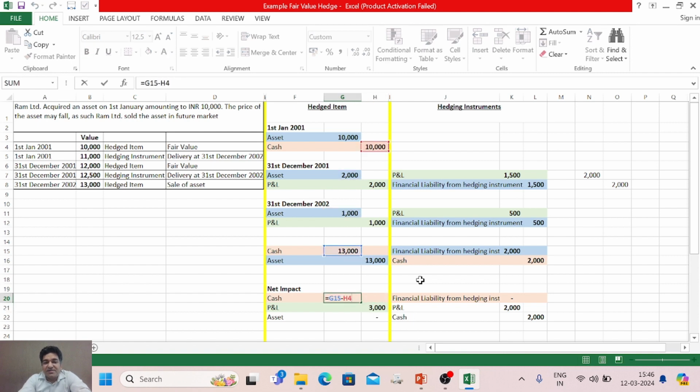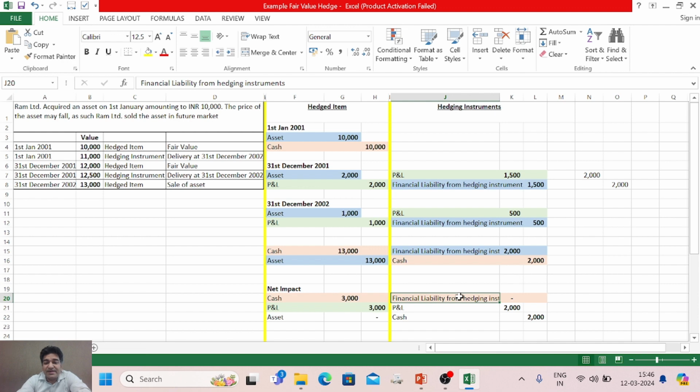On the cash, because we acquired the asset at 10,000 rupees and sold it at 13,000 rupees, there is an incremental change to the extent of 3,000 rupees. As such, my net impact will be cash account debited. On the profit and loss account, because there was an increase in the fair value of the hedged item from 10,000 to 13,000, 3,000 was the cumulative impact on my profit and loss account.